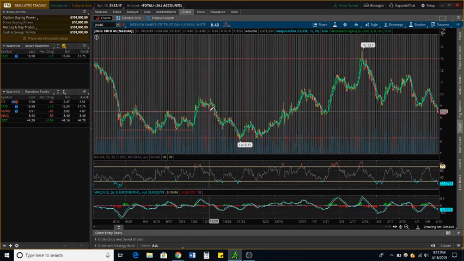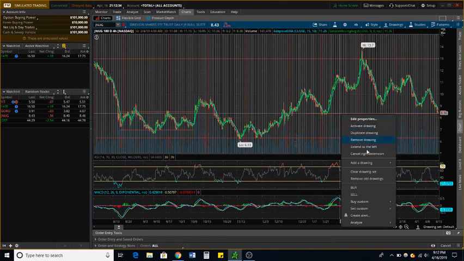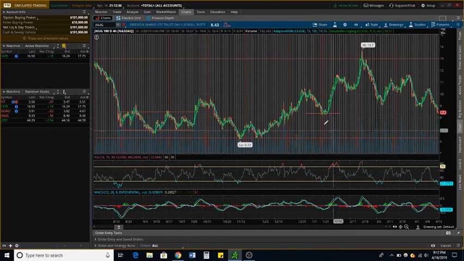Okay, then it went up, then it came down, made lower lows, and then it was pushing up. So here was a support. That's the right extension.